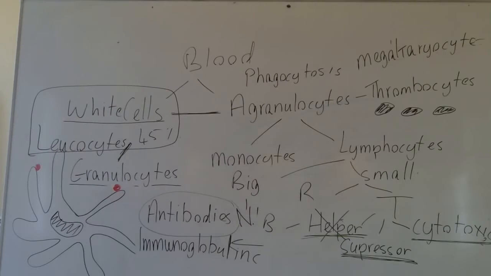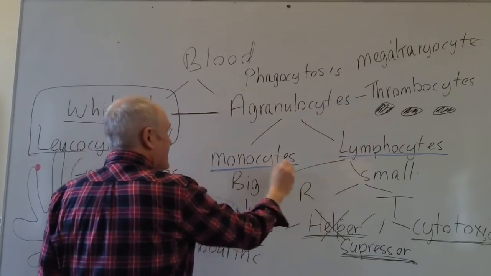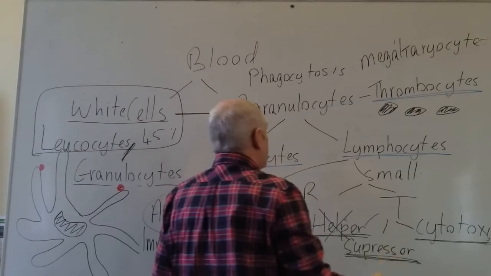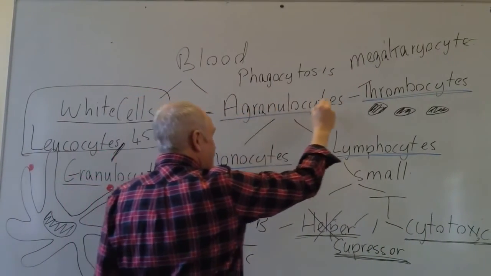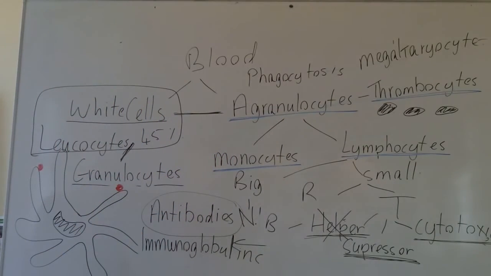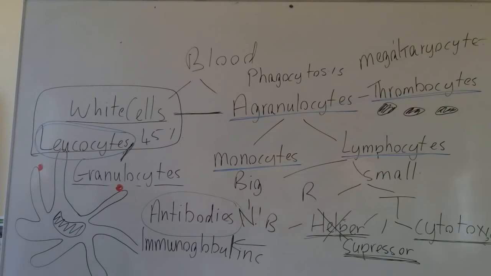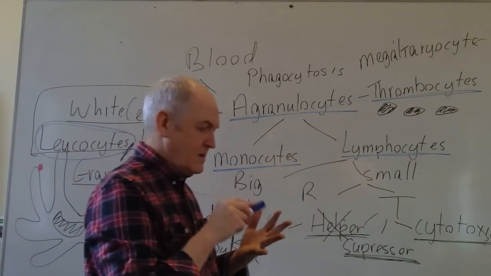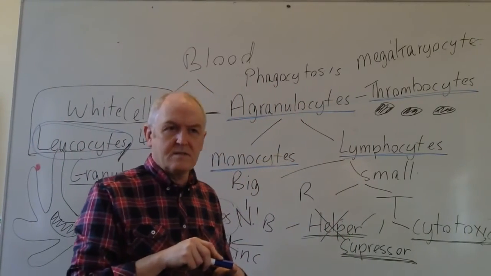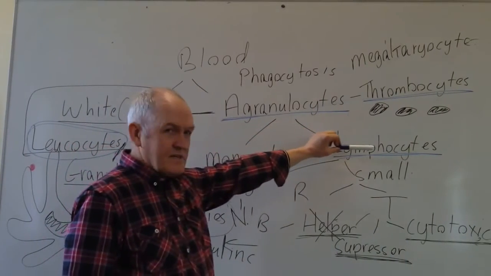So the lymphocytes, the monocytes and the thrombocytes are all agranulocytic. They don't have obvious granules in their cytoplasm when viewed with a light microscope, but they are agranulocytic leukocytes because all of these cells we've talked about so far are the white cells, the leukocytes. So the granulocytic leukocytes are the neutrophils, eosinophils, basophils. The agranulocytic leukocytes are the thrombocytes, monocytes and lymphocytes.